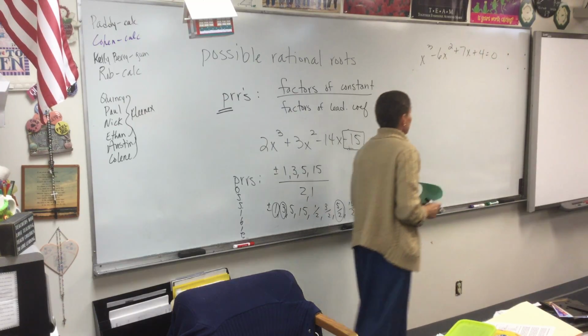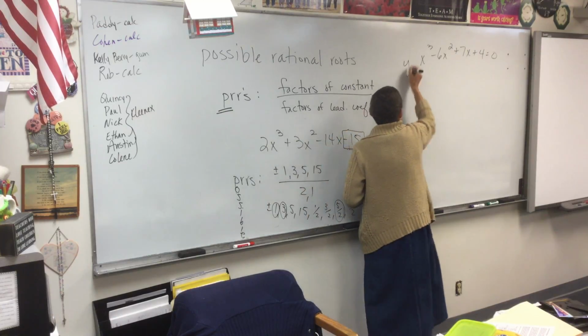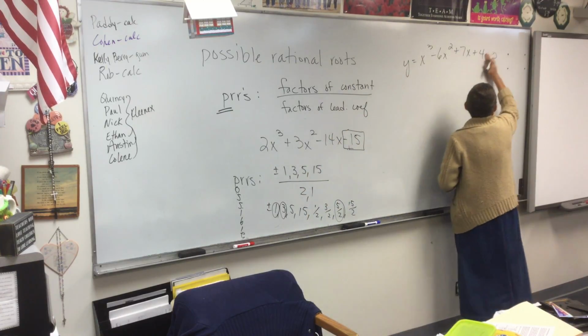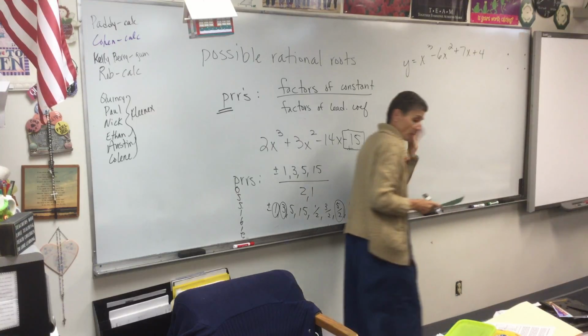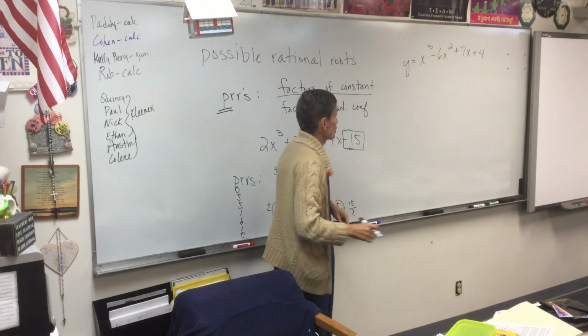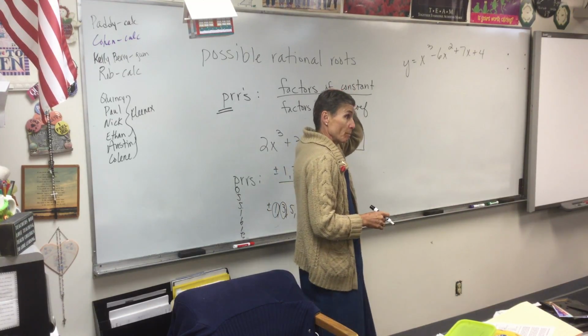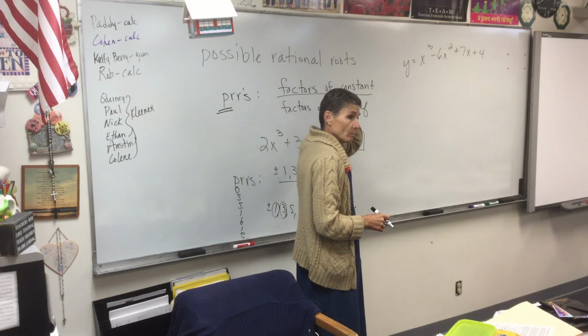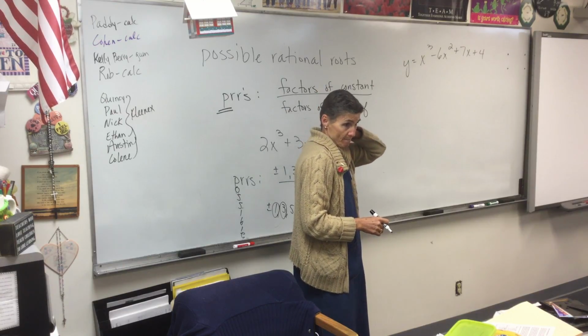Does that look like it's going to factor by grouping? Oh, wait a minute. I put that equals 0 on there. We're sketching this, so I want to find what numbers make it 0. Does it look like it has grouping possibilities? No. So we're going to guess, right?